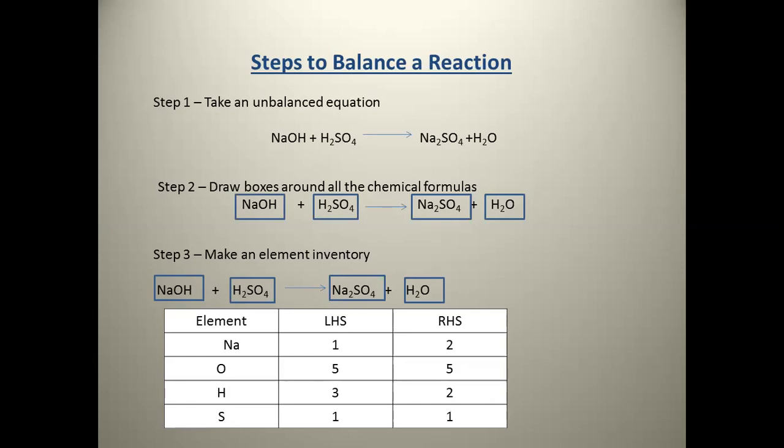On the left hand side we have counted the number of atoms, and again on the right hand side I have counted the number of atoms of each element. We can see that on the left hand side we have only one sodium atom, but on the right hand side we have two sodium atoms. For oxygen, on the left hand side I have 5 oxygen atoms, and on the right hand side again 5 oxygen atoms. On the left hand side we have 3 hydrogen atoms, and on the right hand side 2 hydrogen atoms. On the left hand side we have 1 sulfur atom, and on the right hand side again 1 sulfur atom.